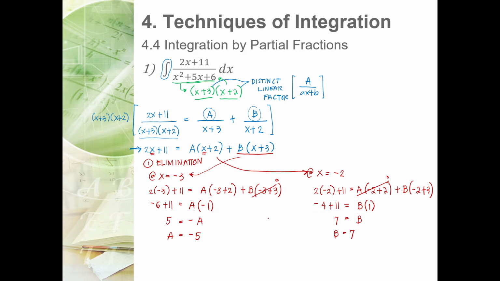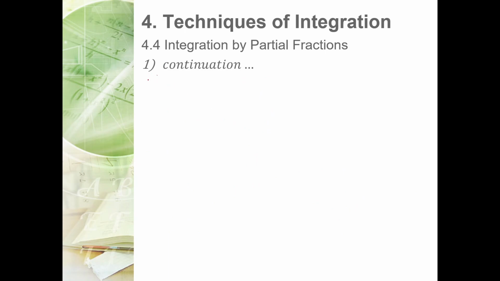Let's try to verify this with the second method. I think both methods have pros and cons, so I'll discuss it later. Let's solve using the second process in the next slide. So we have 2x plus 11 is equal to a times x plus 3, then x plus 2, then plus b times x plus 3. The second method is what we call equating coefficients.